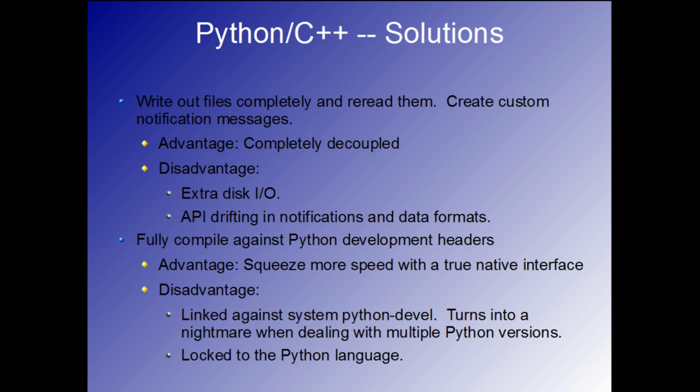You've got to keep all your reader writers that deal with data and notification messages in synchronization with your C++ API or everything breaks. The second solution is to actually compile against Python development headers and use a native interface to send serialized objects to Python code. This solution is also used in other languages, such as Java using the Java native interface. The advantage is probably the best possible speed with a true native interface. The disadvantage is having to link against some form of the Python source code and Python development libraries. This turns into a nightmare when dealing with multiple Python versions on the system.